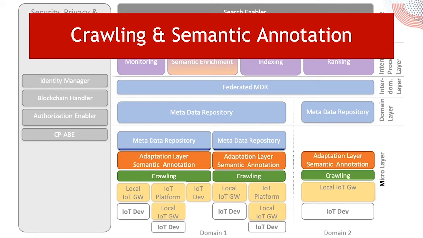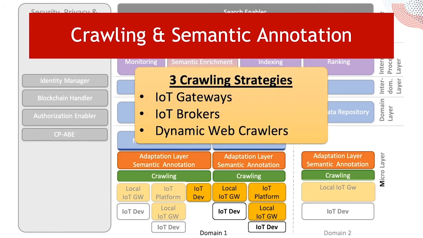IoTCrawler has considered three different crawling strategies: IoT gateways, IoT brokers, and dynamic web crawlers. The first strategy covers the integration of IoT devices which can be located in a controlled environment, for instance, a smart home, which are discovered thanks to the use of an IoT gateway which scans the network and identifies the different smart appliances connected to the network.